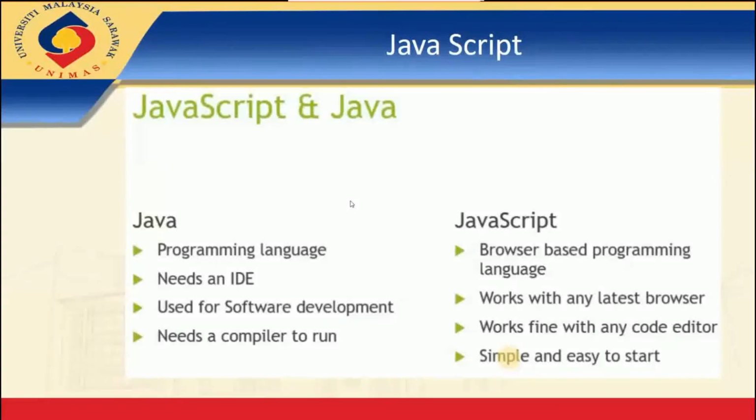Java and JavaScript, these two are totally different things. Don't confuse the word Java in JavaScript. Java is a programming language, and it needs one specific IDE, in which there must be a compiler. Meaning to say, Java is a compiler-based programming language. On the other hand, JavaScript is a browser-based programming language, and it works with most of the latest browsers.